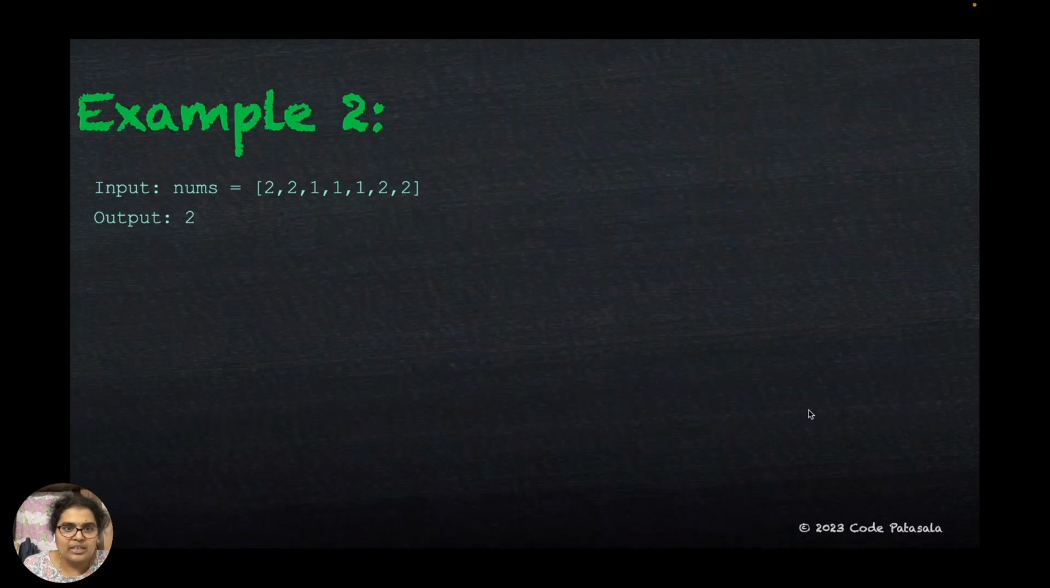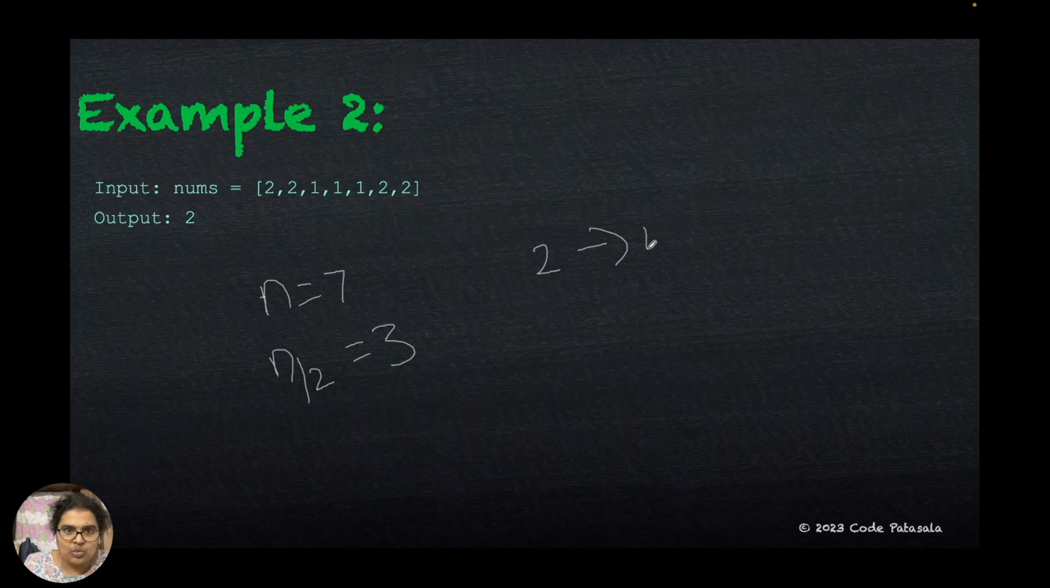Okay, let's look at another example. In this example, the size of n is 7, so n by 2 is 3. We are given two elements in this array. The frequency of these elements is: 2 occurs 4 times and 1 occurs 3 times. Clearly, 4 is greater than 3, hence our answer is 2. Only 2 occurs greater than n by 2 times, hence 2 is the answer.